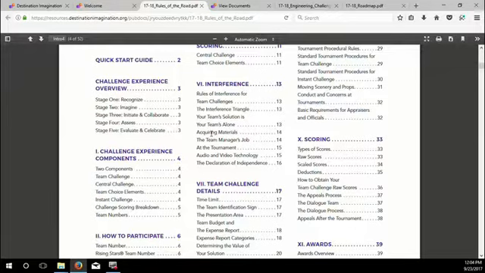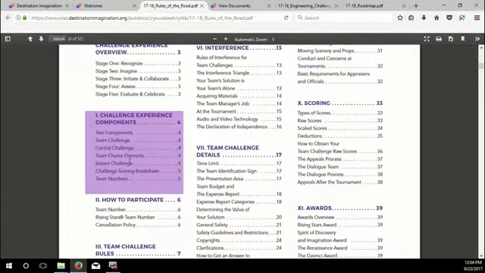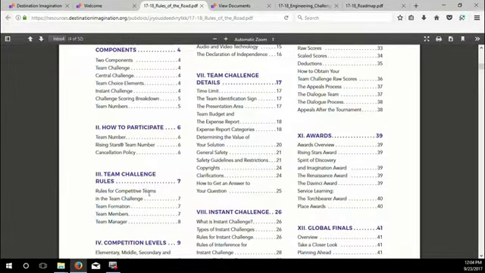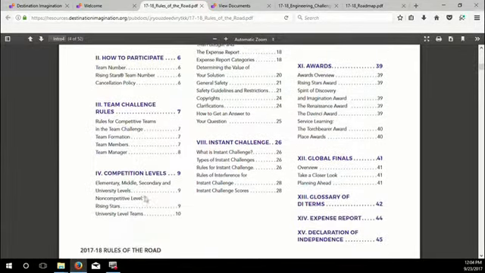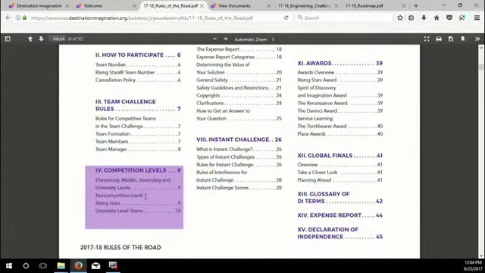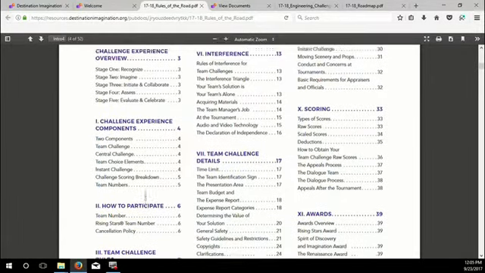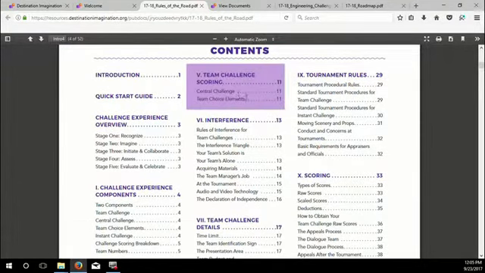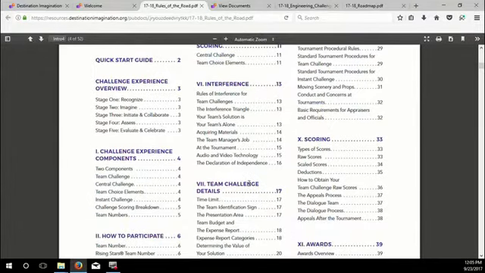What do we need to pay attention to at the beginning of the year? I would say that the most important parts are the challenge experience components, how to go about getting your team number, and the cancellation policy. Then you need to understand what the team challenge rules are and the competition levels. The competition levels are Rising Stars, elementary, middle, and secondary, and you need to understand what the qualification is for each of those levels. Then it goes into an overview of team challenge scoring and interference.